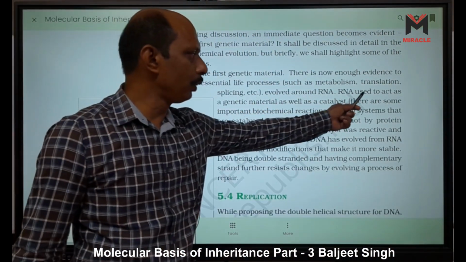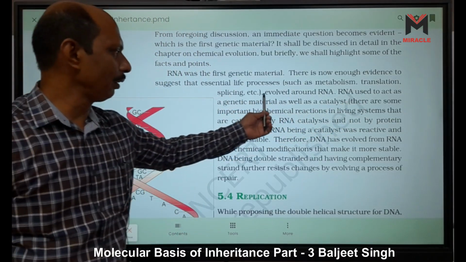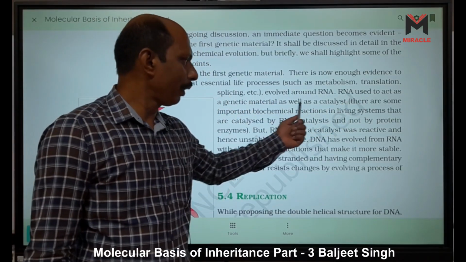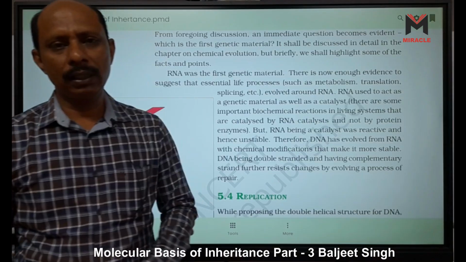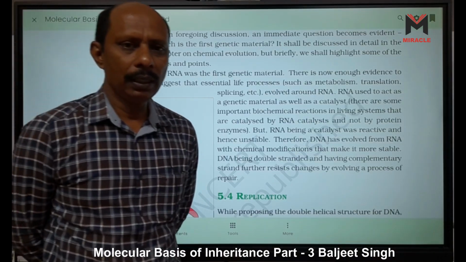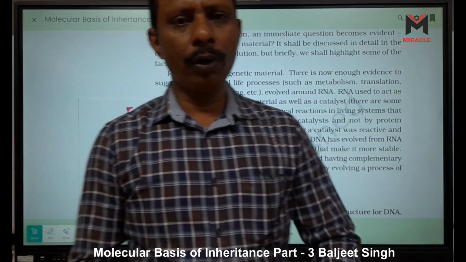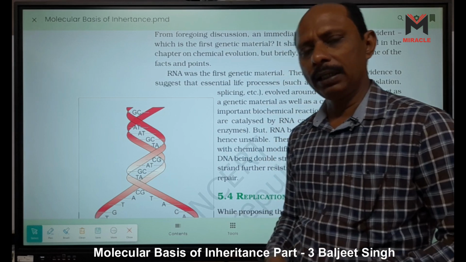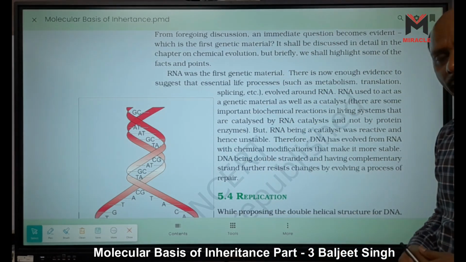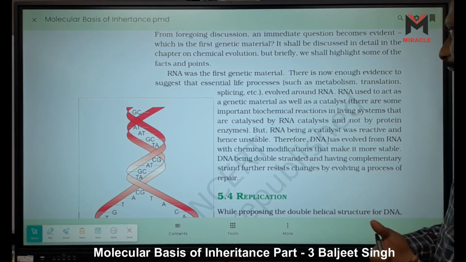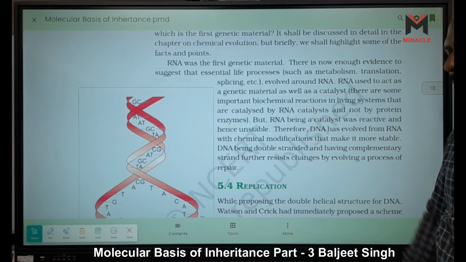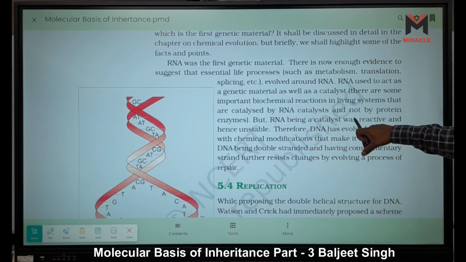Evolved around RNA. RNA used to act as a genetic material as well as a catalyst. In some cases, which RNA acts as a catalyst? It is in bacteria, in prokaryotes it is 23S rRNA, but in eukaryotes it is 28S rRNA. They act as a catalyst, or they act as a ribozyme.